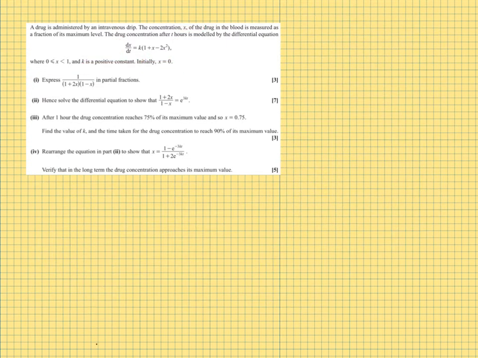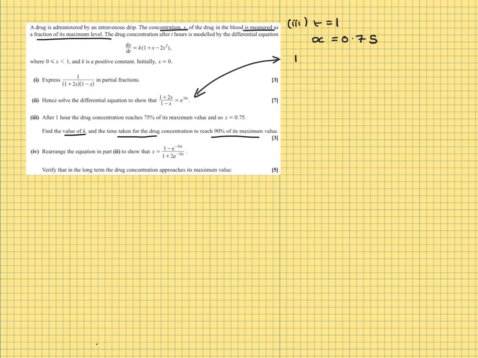So part 3, we are told that after 1 hour, the drug concentration reaches 75% of its maximum value, so x is equal to 0.75. Because remember, the concentration of the drug is measured as a fraction of its maximum level. So find the value of k and the time taken for the drug concentration to reach 90% of its maximum value. So what can we do? We can substitute this information into our general solution, which was over here.